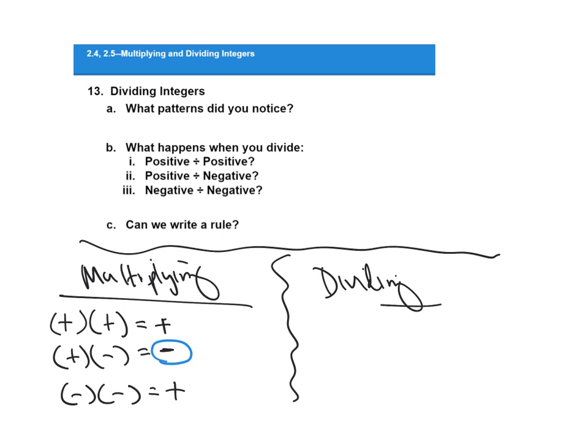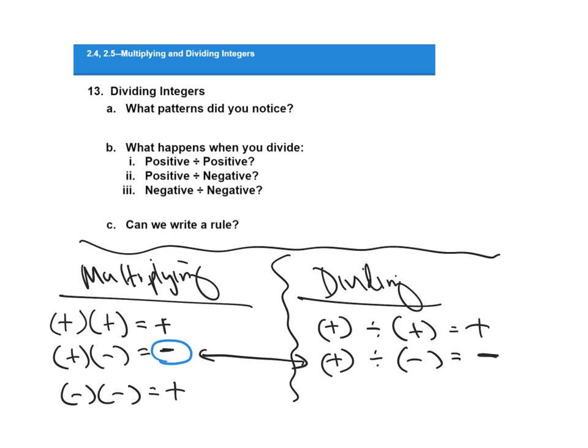And that's going to be the same thing with division. A positive divided by a positive will equal positive. A positive divided by a negative, or a negative divided by a positive, you can flip those around, is going to be a negative. So notice how consistent these are. And then you've got a negative divided by a negative, and that will be a positive. So the only time, when we're multiplying or dividing, if we've got an odd number of negatives, we're going to get a negative.